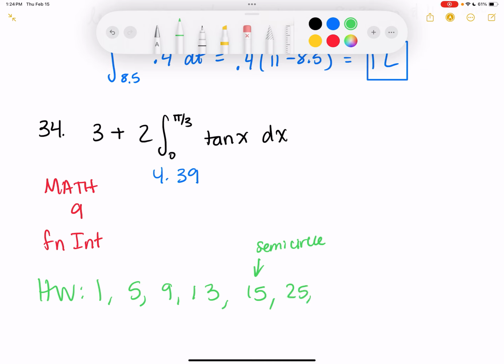31, and 33. How many sections did you say this chapter had? Technically 4, but we're doing 5.